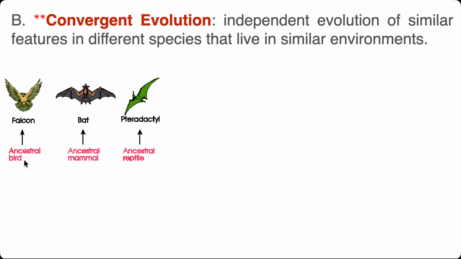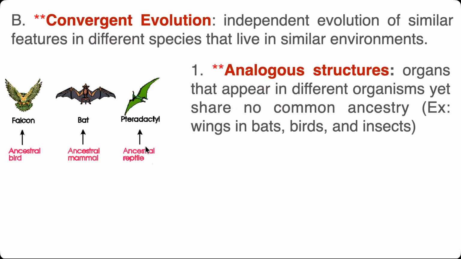These bird wings are from an ancestral bird/dinosaur. And then technically a pterodactyl isn't a dinosaur. Theirs is from an ancestral reptile. So even though they all have wings, they're not very closely related to one another. And so what we call these are analogous structures. So not homologous, but analogous structures. They're organs that appear in different organisms, but share no common ancestor.